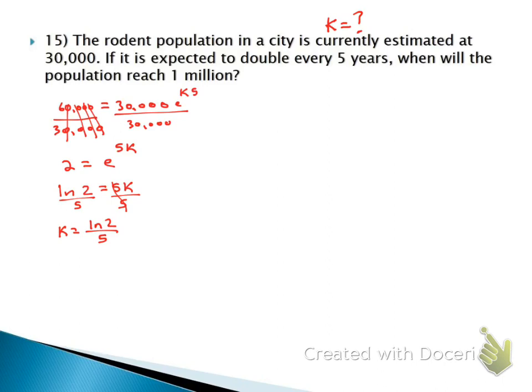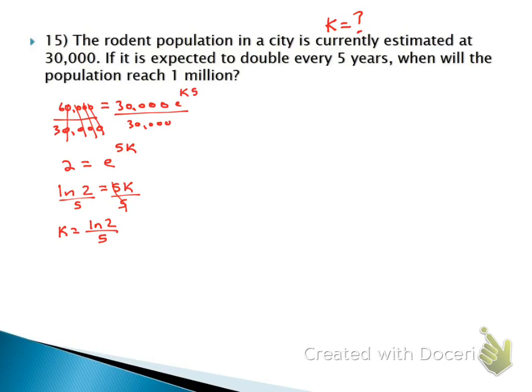The natural log of 2 divided by 5 is 13.863%. That's a pretty significant growth. But we're going to leave it like that because you have to round, and we're not going to round, so we're just going to call it that. K is ln 2 over 5. Now, what's the question asked?